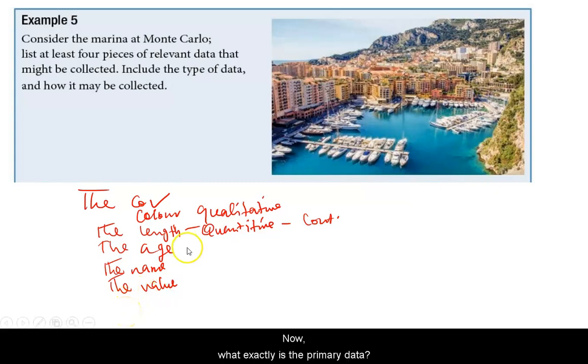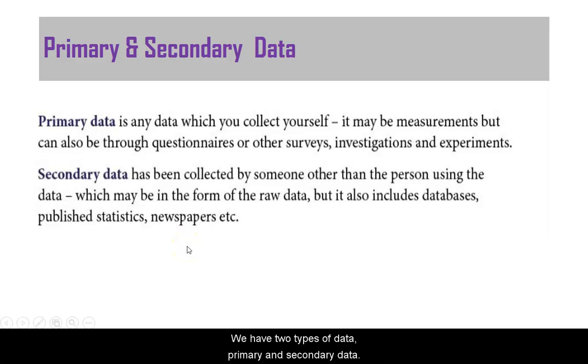Now, what exactly is primary data? We have two types of data, primary and secondary data. Primary data is any data which you collect yourself. It may be measurement, but can also be through questionnaires or other surveys, investigations, and experiments. Secondary data has been collected by someone other than the person using the data. That's why it is secondary data. It may be in the form of raw data, but it also includes databases, published statistics, and newspapers, or maybe more than that.